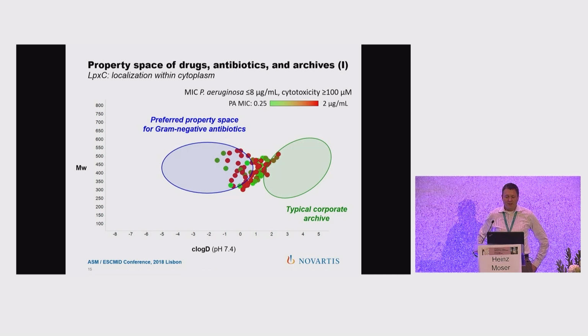And what you can see is really that they move out of that typical archive space quite dramatically. The most potent compounds are, again, the ones at the very bottom to the left, the green dots. Those were our lead compounds. So let's look at a different target. Now, this, again, is a cytoplasm target.